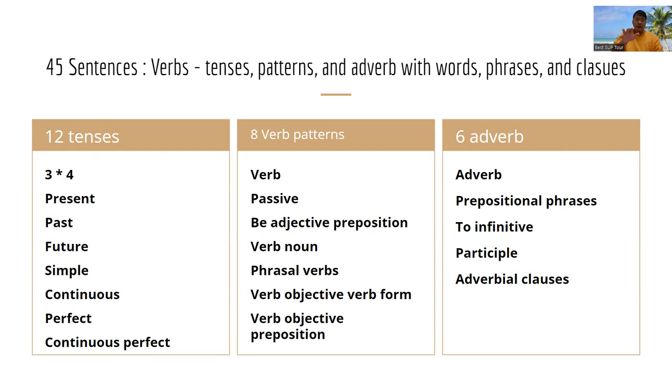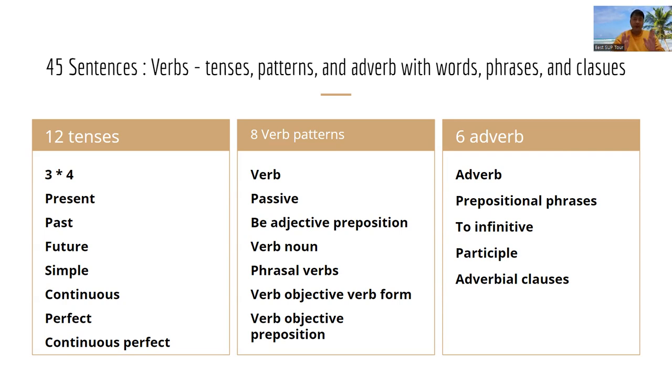Here I show you the verbs and adverbial words, phrases, and clauses which describe or explain the verb or the sentence. The 12 tenses in English: 3 times 4. We have present, past, and future. And also the aspects: simple, continuous, perfect, and perfect continuous, in present, past, and future. If we know these 12 tenses, we can express properly in a sentence in terms of time and what will happen. It's a very important part. English tenses are mostly the complicated part.